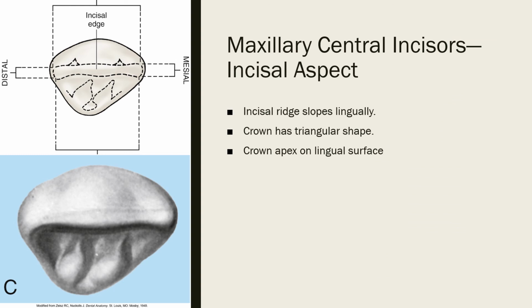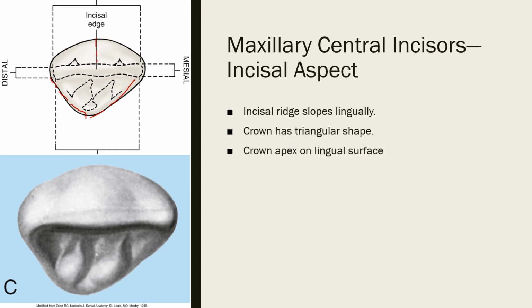With the incisal aspect, you're going to see that the incisal ridge is going to slope lingually. Okay, so you can see how it's tapering towards the lingual here. All right, the crown is going to be more triangular shaped, and the crown apex is on the lingual surface. Okay, so here is the apex. Okay, there we go.